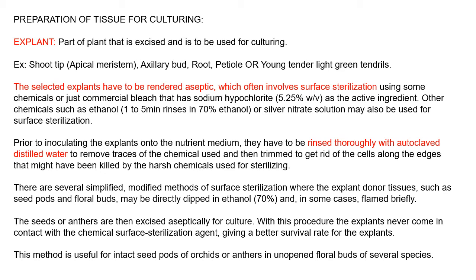Okay, so now you will have cuttings first. Now you need to do surface sterilization before proceeding. You can go with available chemicals, or just commercial bleach which has sodium hypochlorite, say 5.25% weight by volume, as the active ingredient, or other chemicals such as ethanol. You can rinse for 1 to 5 minutes in 70% ethanol or silver nitrate solution. So this is about surface sterilization.